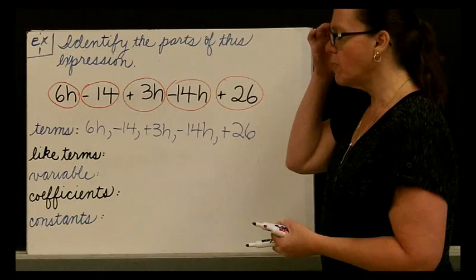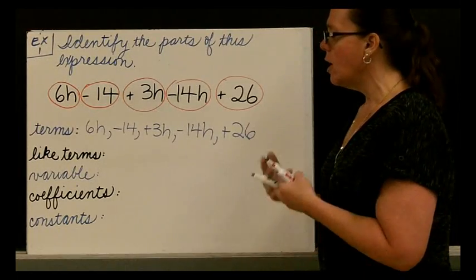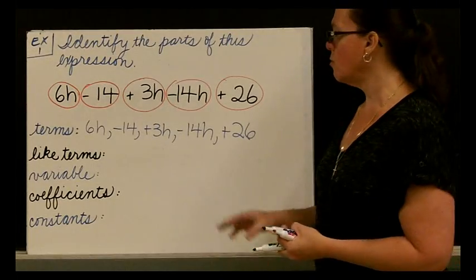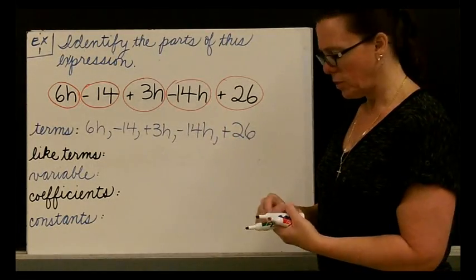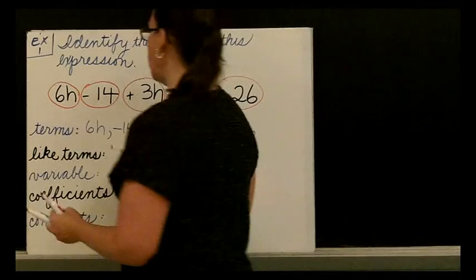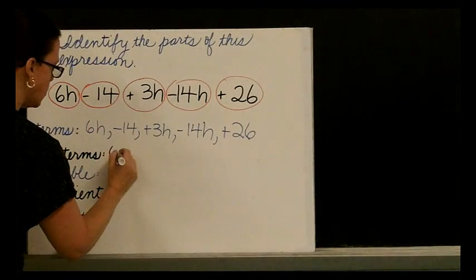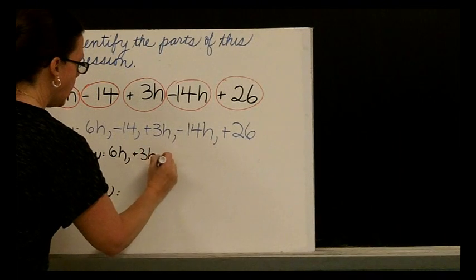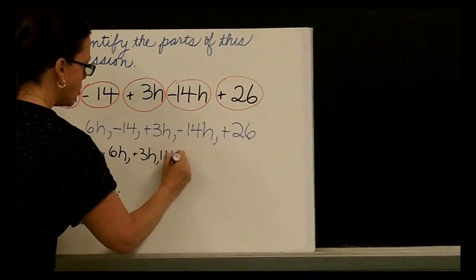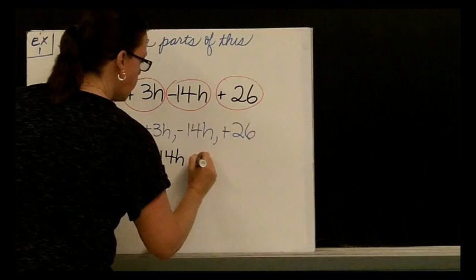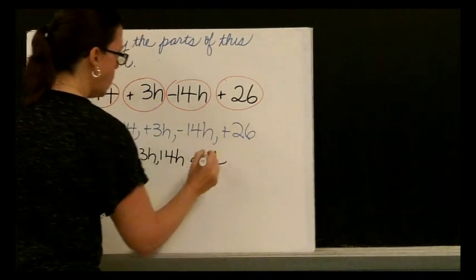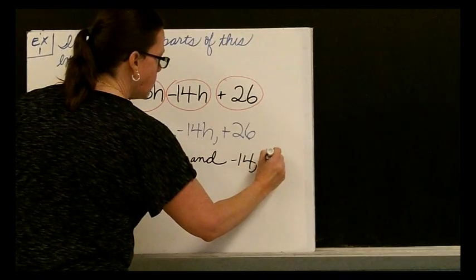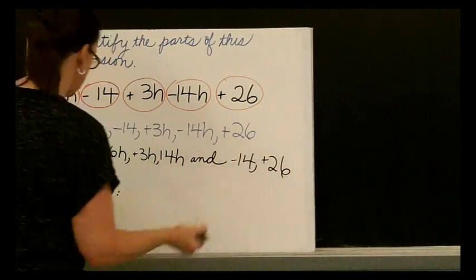And remember, like terms mean either terms that have variables in them or terms that have constants. So first let's group the terms that have variables. We have 6h, we have positive 3h, and negative 14h. Separate from those, we have 2 constants, negative 14 and positive 26.